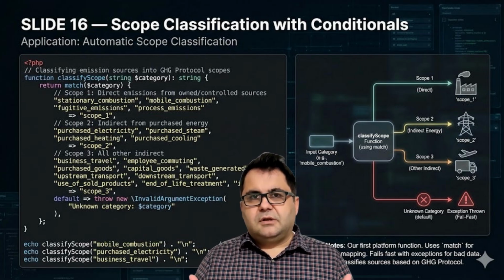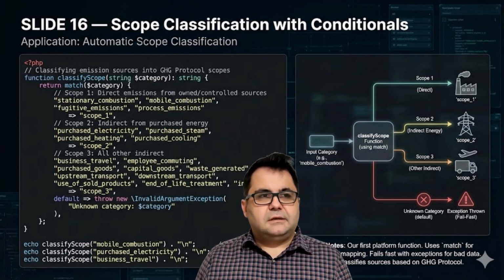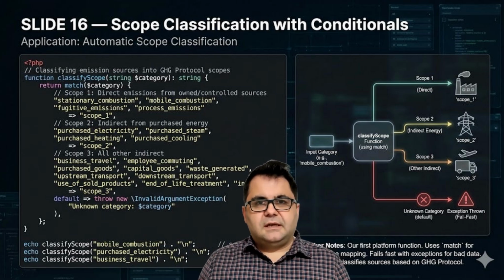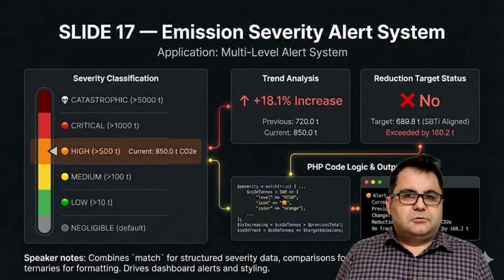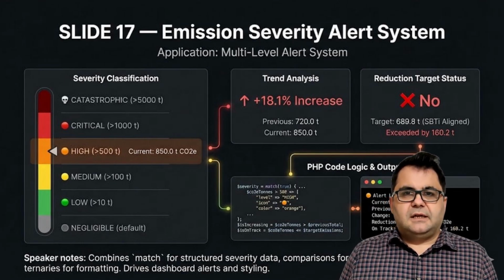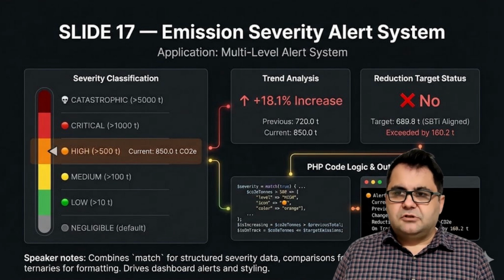This function will be called every time a new emission source is created. The user selects a category, and the system automatically determines the scope. This alert system combines everything we've learned. The match expression returns an array with severity level, icon, and color, giving us structured data for display.